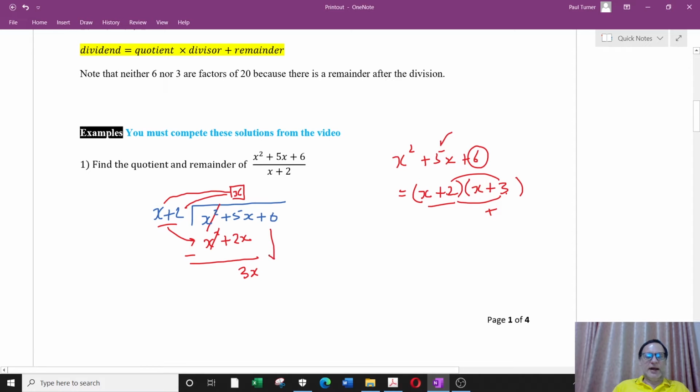The next step is to bring down the last number, which is a constant, and put 6 here. And we repeat that step again. So what times x is 3x? Because we want to create 3x here, right? So this would have to be 3. 3 times x, 3x. 3 times 2, 6. And subtract. Okay? And the remainder is 0. So we know we've done this correctly, because when you divide by x plus 2, you get exactly x plus 3. There's no remainder. Okay, so we know this is correct because we have remainder 0 for this particular question.